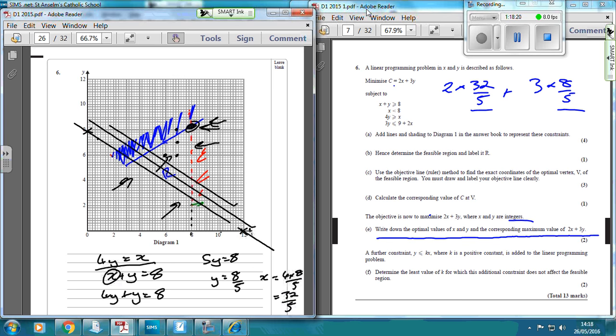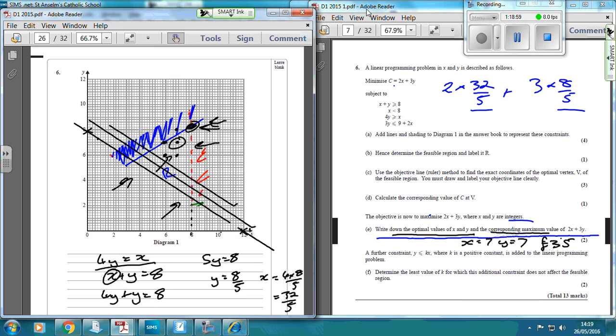We've got 6, 7 there. So we keep going in that way, and if we use the ruler method, the last one that we get to should be this one here. So that's where x is 7 and y is 7. So x equals 7, y equals 7. So those are the optimal values of x and y and the corresponding maximum value of 2x plus 3y. So 2 lots of 7 plus 3 lots of 7 is 5 lots of 7, which is £35. I'm presuming it's pounds.